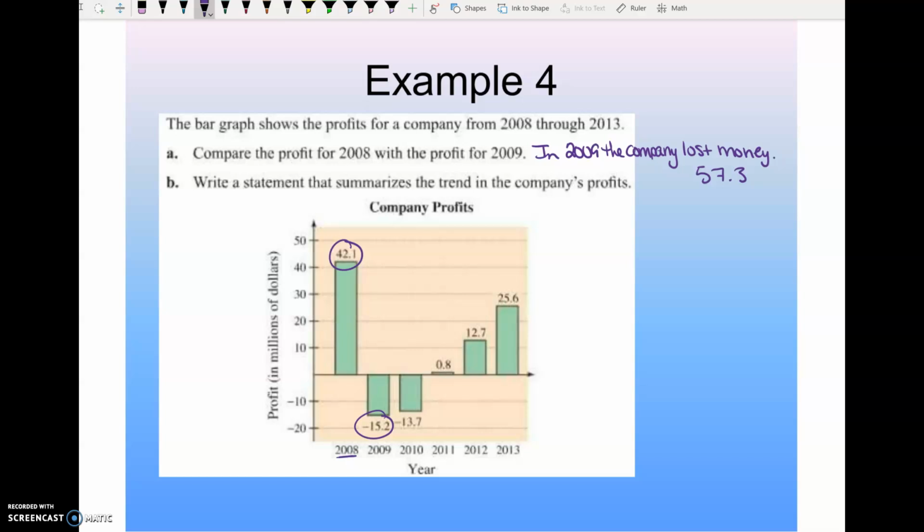Write a statement that summarizes the trend in the company's profits. Well, in 2009, looks like their profit crashed, and then they've been recovering since then. However you want to word that is totally fine with me. Just write some sort of statement. Show me that you are looking at this chart and realizing, hey, they were doing really well in 2008. 2009, I don't know if any of you know anything about 2008 to 2009, but it wasn't good for the economy between 2008 and 2009. So they lost a bunch of money, their profits were negative, and then from 2009 to 2013, they started regaining profits.